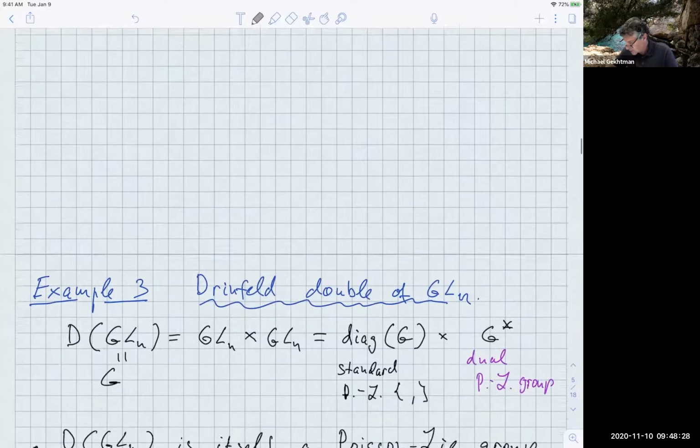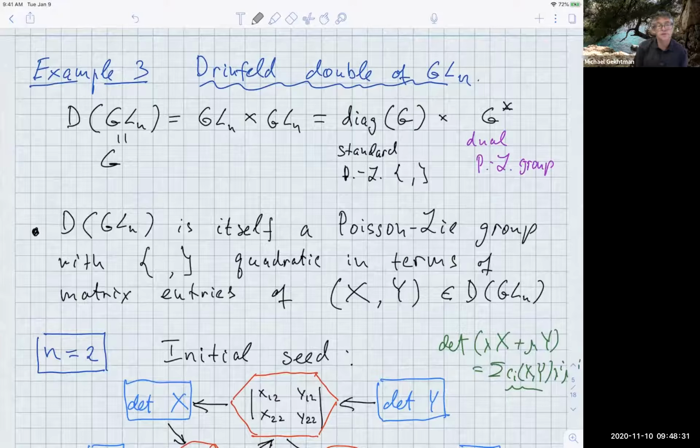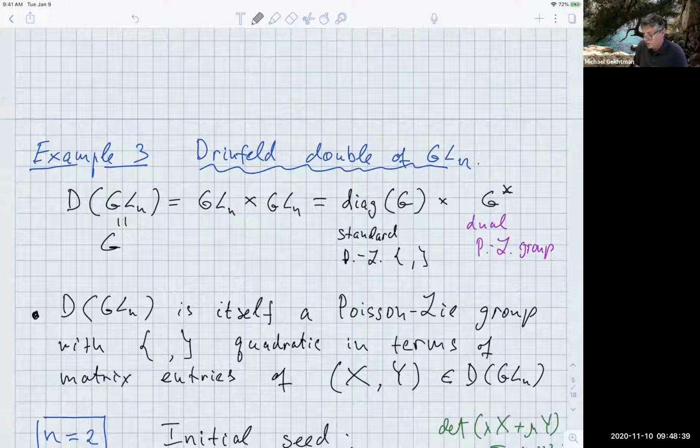All right. So let's consider a more complicated example, and this will be a Drinfeld double of GLN. So we're looking at, as I said, GLN cross GLN. Again, we're dealing with a standard Poisson-Lie structure on GLN, and then the double decomposes into a product of a diagonal embedding of GLN equipped with the standard Poisson-Lie structure times the dual Poisson-Lie group. And the double itself is, as is well known, a Poisson-Lie group. And so we can write down a Poisson bracket, which is quadratic in terms of matrix entries of a pair of n by n invertible matrices, which will not be log canonical, of course, but you can find log canonical coordinates. Let me give you an example for n equals 2.